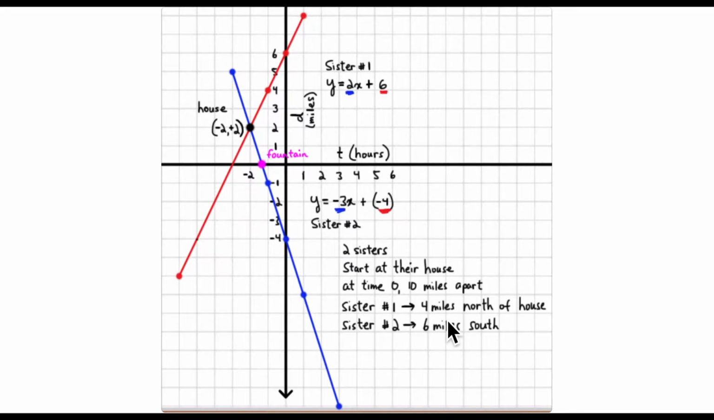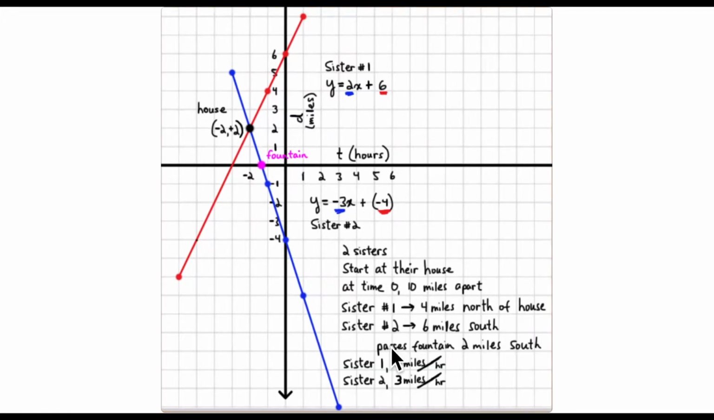Sister number 1 is 4 miles north of the house. It's also 6 miles north of the fountain. And sister number 2 is 6 miles south of the house, and 4 miles south of the fountain. Sister number 2 also passes the fountain 2 miles south.